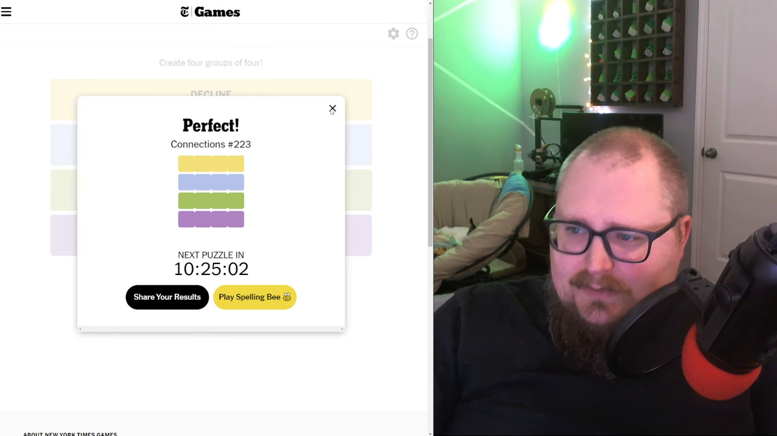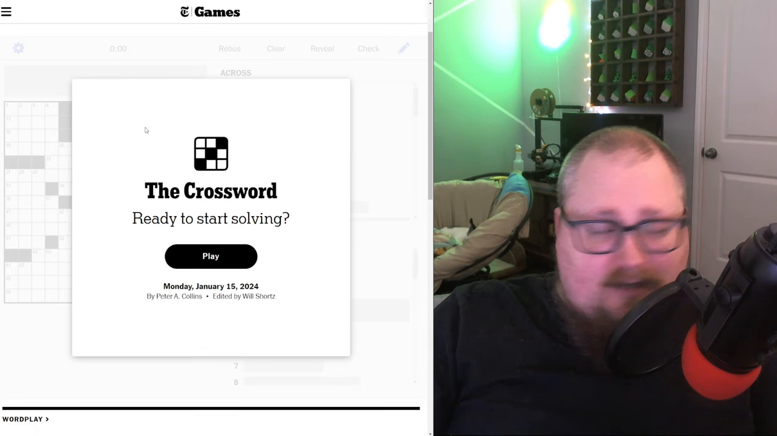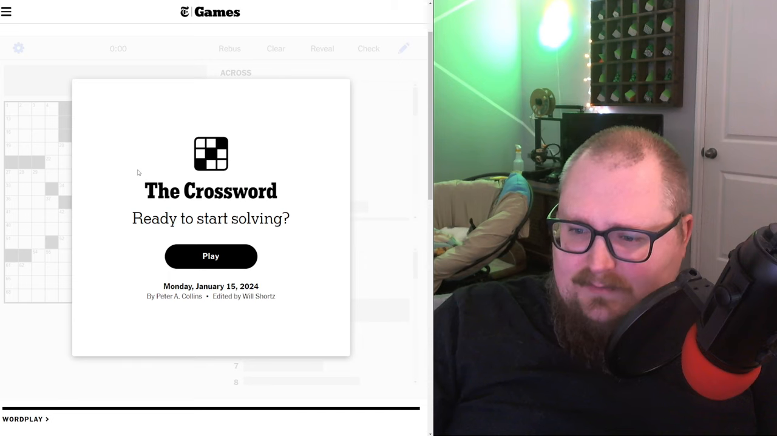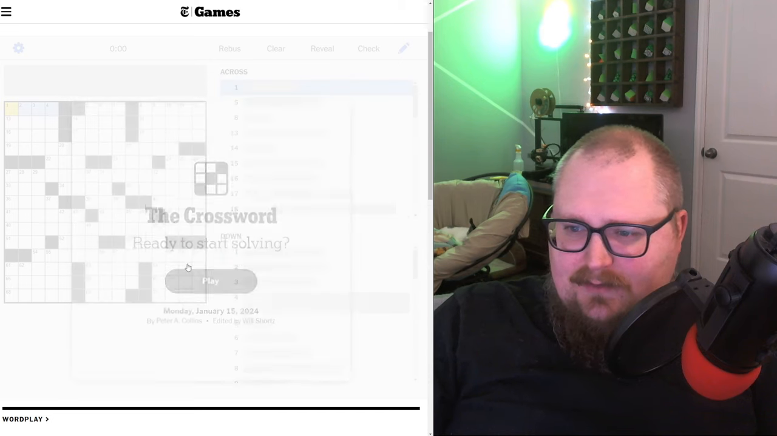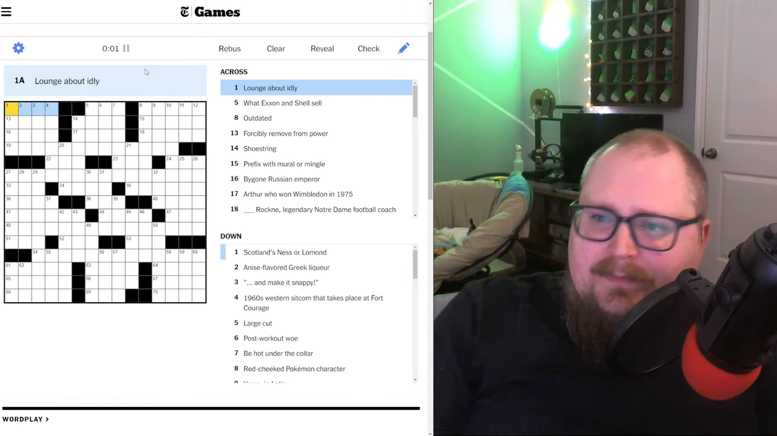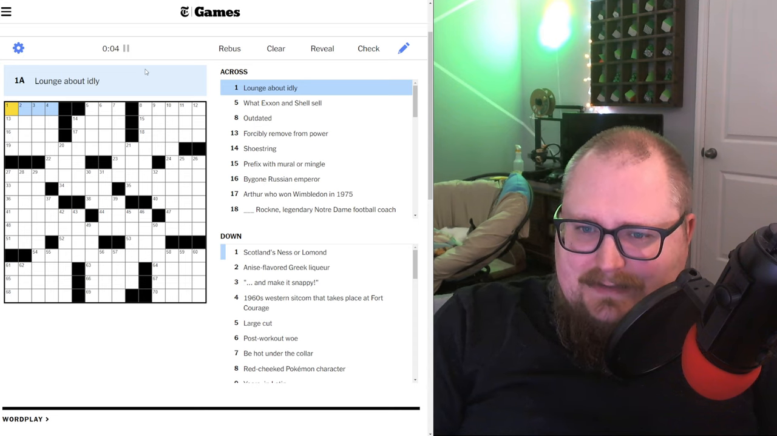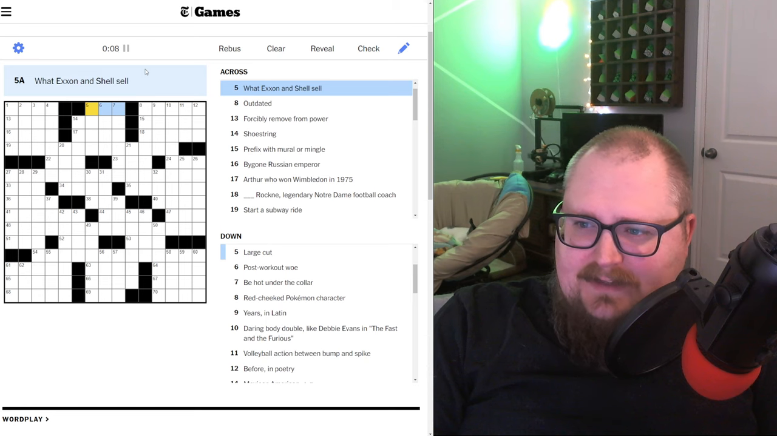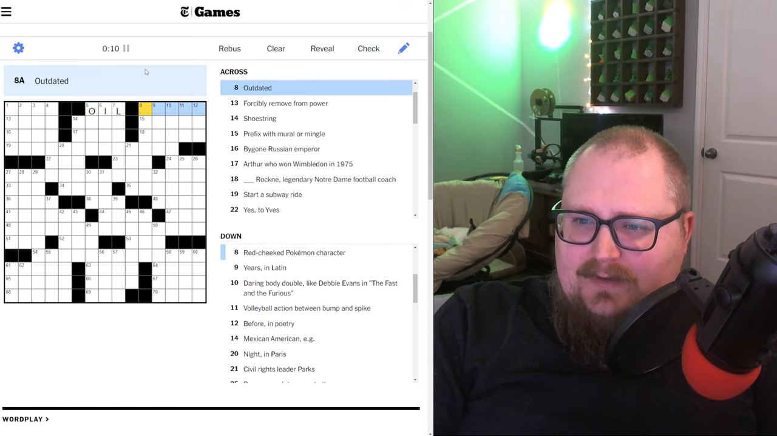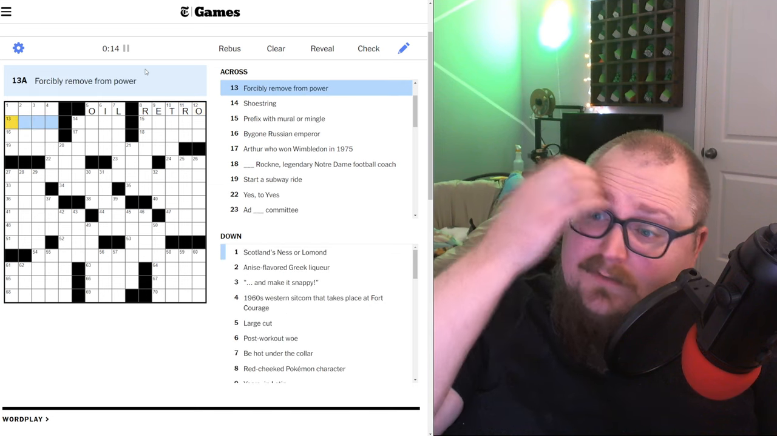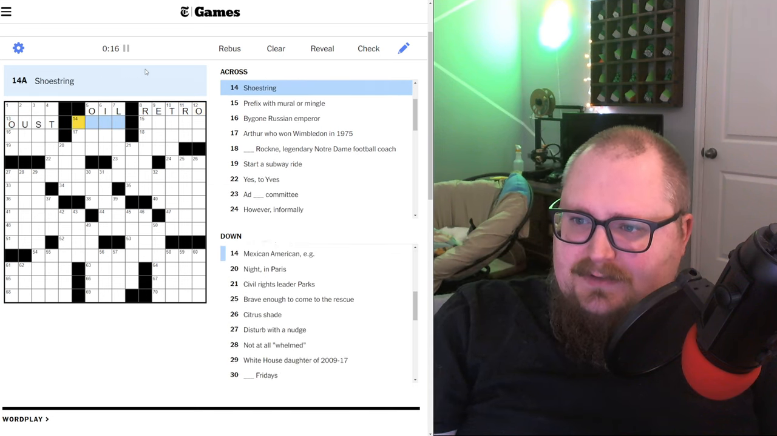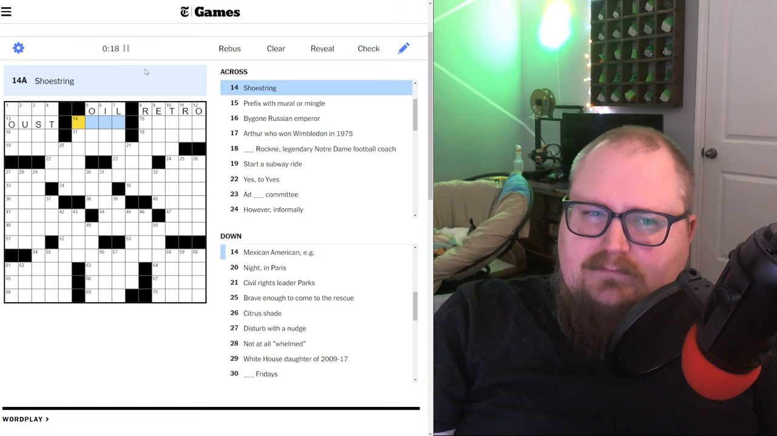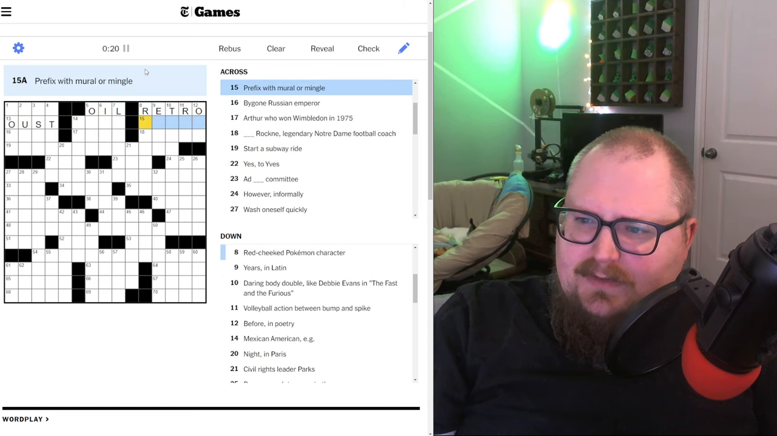So I'd like to, if you tolerate it, solve the Monday crossword from this last week. We never did it, and these generally go really quick, so just whoa. Lounge about idly. That could be a lot of things. What Exxon and Shell sell? Oil. Outdated. Could be retro. Forcibly removed from power. Oust. Shoestring. Give me a few things.